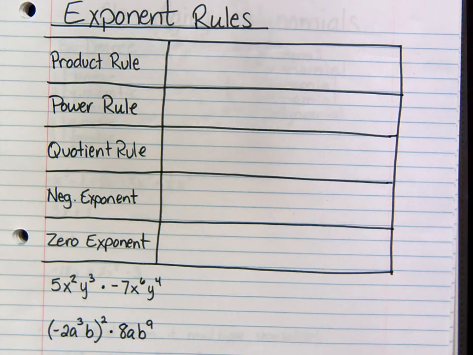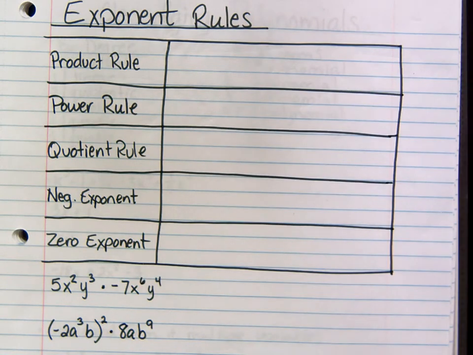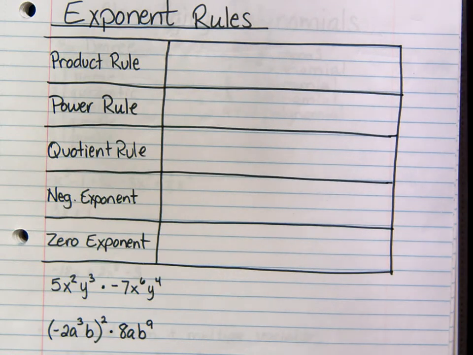Now, exponent rules, whenever you are dealing with monomials. Now, monomials are one term with no addition or subtraction between it, like 7 or 3x squared or just x. Those are monomials. And when you perform certain operations with monomials, they follow certain rules.